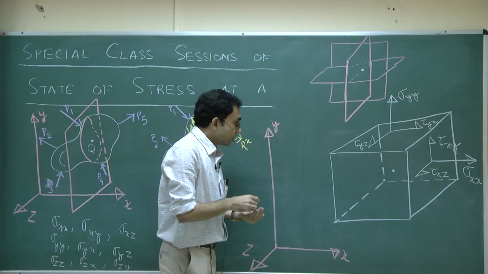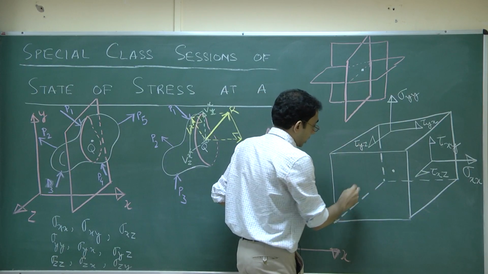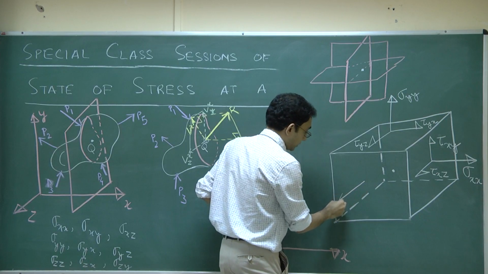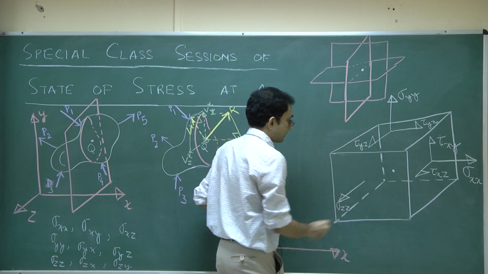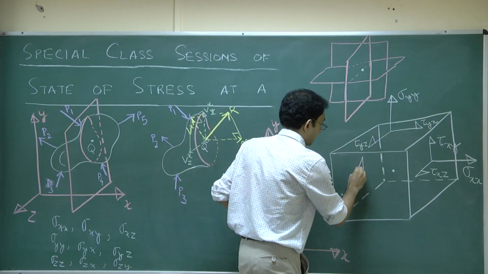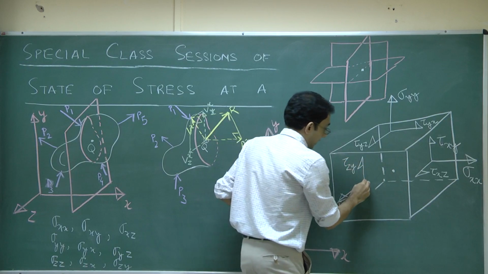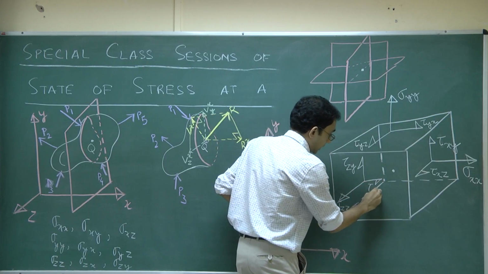And finally, on the front surface, which is parallel to the xy plane, we would have a normal stress component projecting out of it in this fashion. This would be sigma zz. This would be tau zy, and this one would be tau zx.